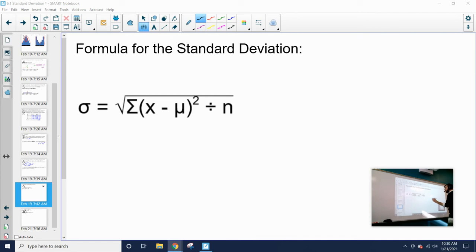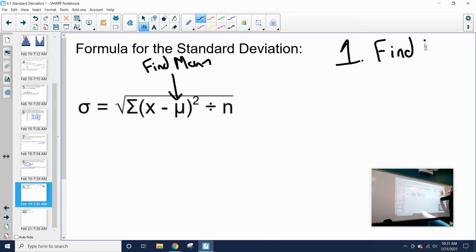So step number one that we did was we found the mean. So step number one is find the mean of your data set. Step number two, we had to subtract each value from the mean.